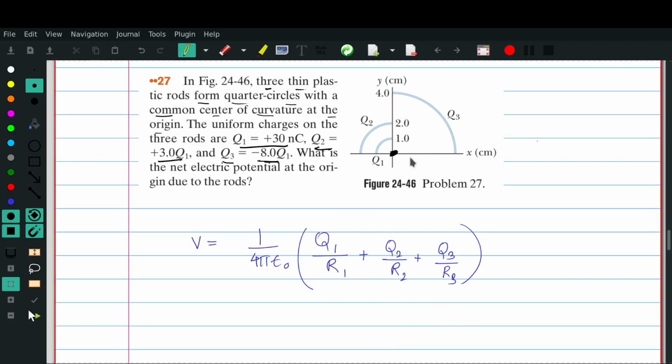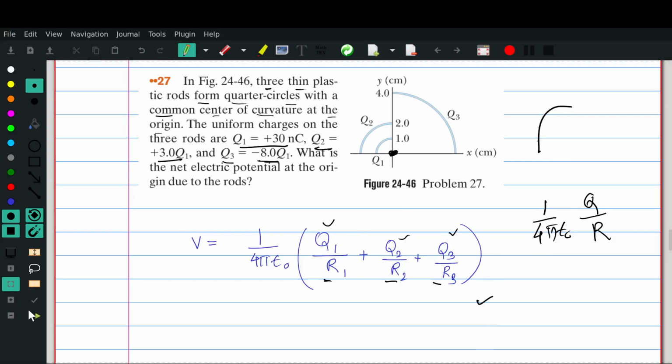So for each circle, you just have a potential of 1/4 pi epsilon 0 times the total charge on the arc divided by the radius. I have just plugged in Q1, Q2, Q3 with their appropriate radii, and when you sum it up, this gives you the net potential at this concentric point. So this is very easy. Just remember that for any arc with total net charge Q, the potential at this point is nothing but 1/4 pi epsilon 0 Q by R.